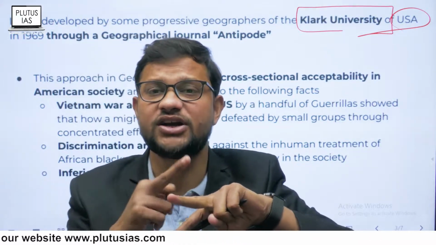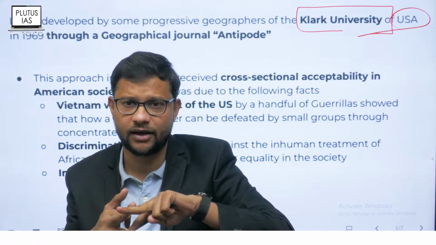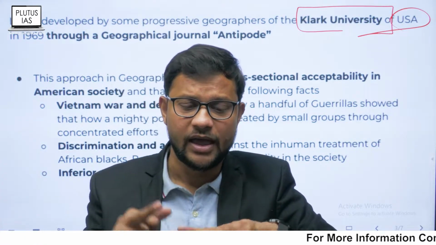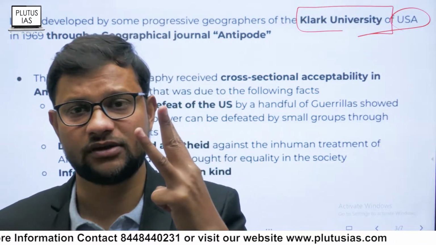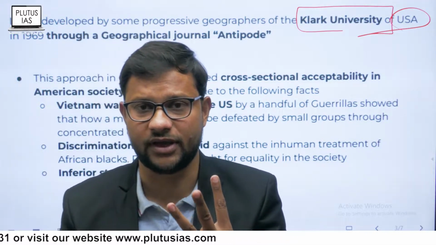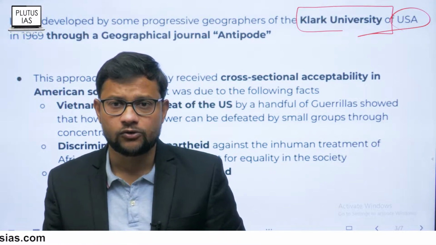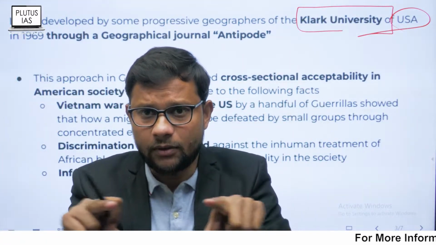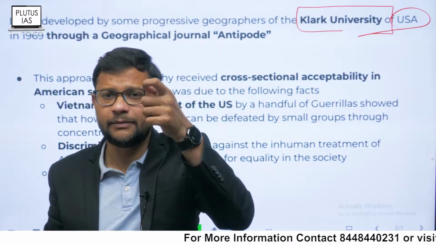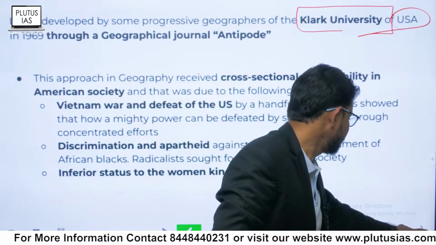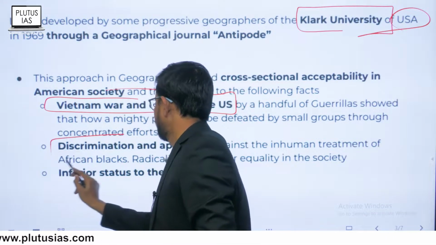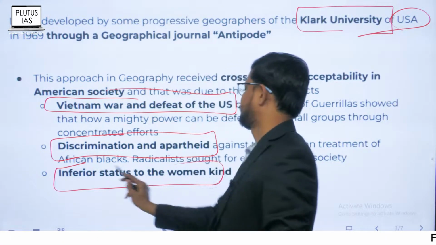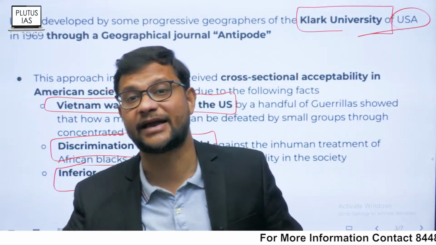Second, the apartheid, or the racial discrimination against Black people in America, or maybe in the rest of the world, and simultaneously the status of women. The status of women was a very important thought that led to feminist geography as well. These are the very foundation, the very basic reasons, which led to the development of radical geography as a reaction to it.